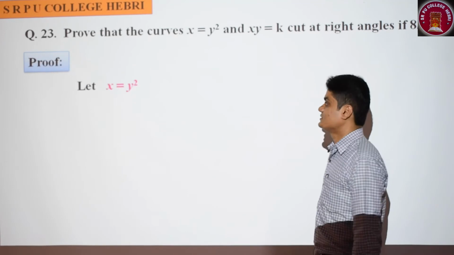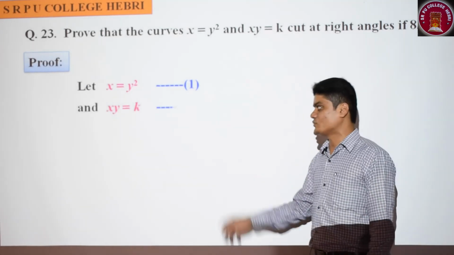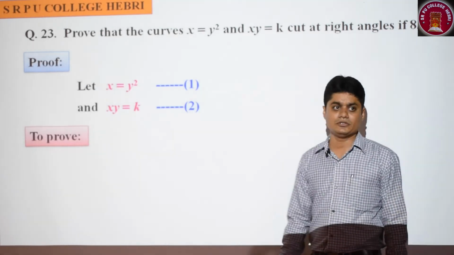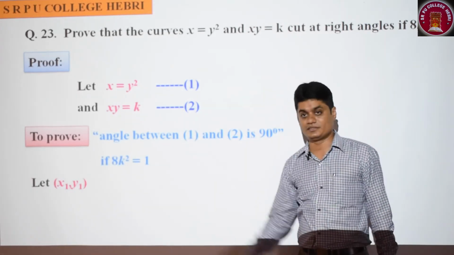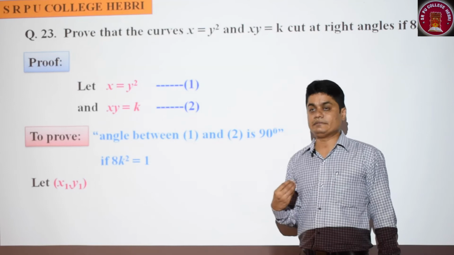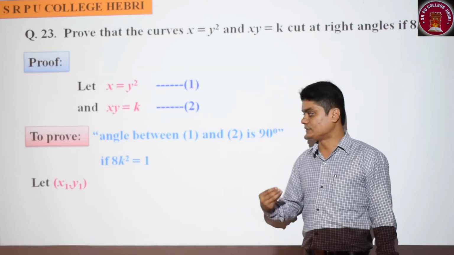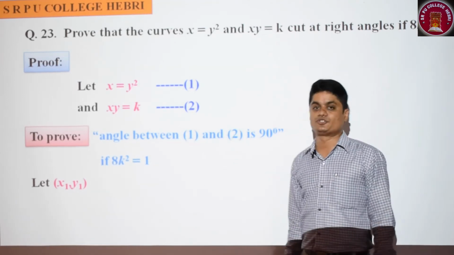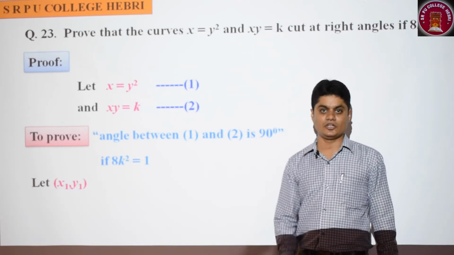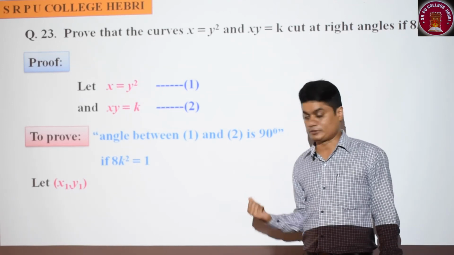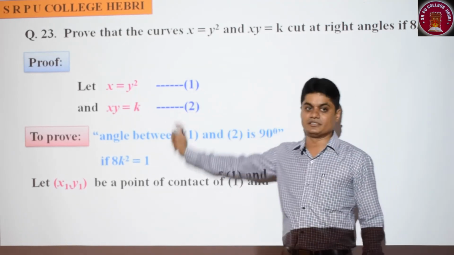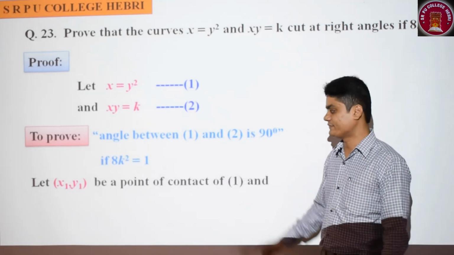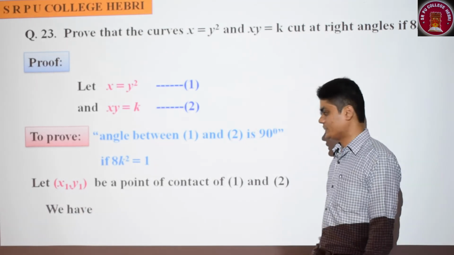So let x is equal to y square be the first curve and xy is equal to k the second curve. What do we have to prove? The angle between them is 90 degrees when 8k square is equal to 1. This is what we have to prove. So let us assume the point of contact between these two curves as x1 y1, because it is not given, so we need to solve this particular problem. Okay, x1 y1 is the point of contact between 1 and 2.